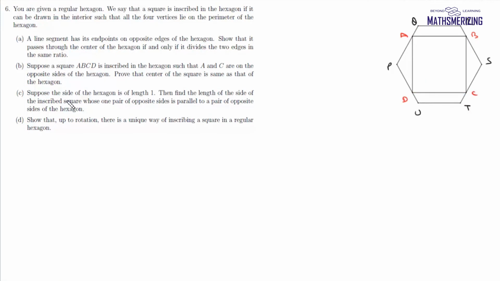Now part C is, suppose the side of the hexagon is of length 1 unit, then find the length of the sides of the inscribed square whose one pair of opposite sides is parallel to a pair of opposite sides of the hexagon. So we have this square ABCD inscribed in this hexagon. Now it is given that the length of this side is 1 unit. So this is 1, and this is also 1 unit, since it will be an equilateral triangle.